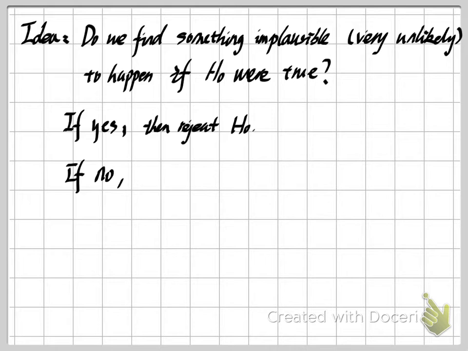However, if the answer is no, that means when we base on the assumption that H0 is correct, everything looks good and nothing weird happened. Then we say we can accept H0, or in other words, we don't have enough information to reject our H0. So this is the idea of how we check our hypothesis.